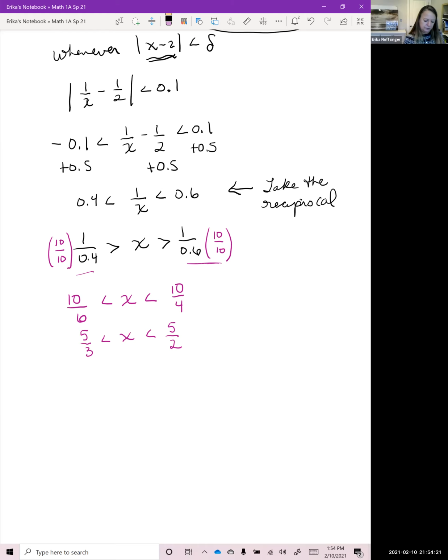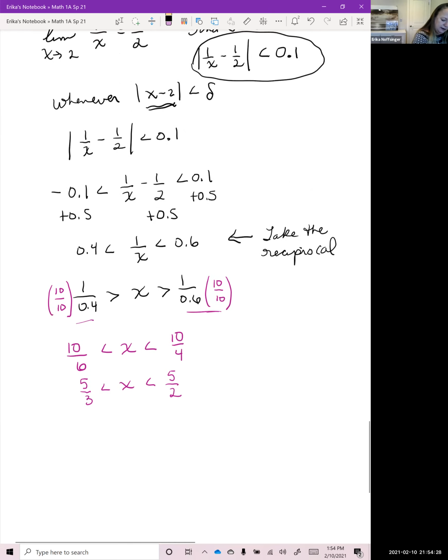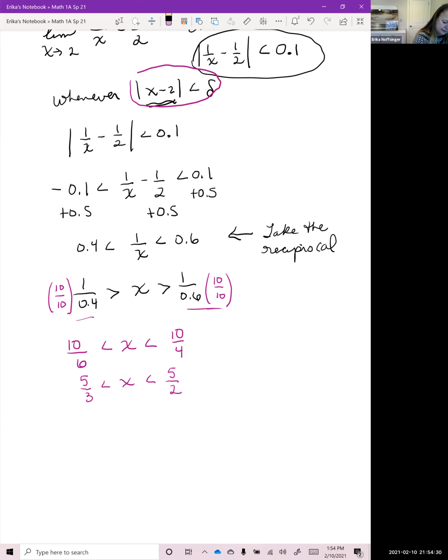We're almost there. We wanted to make it look like this, x minus 2 inside right here in the middle of our inequalities. So we're almost there. We have the x. We just need that minus 2. So as long as we subtract 2 from every side of our inequalities, we're good.